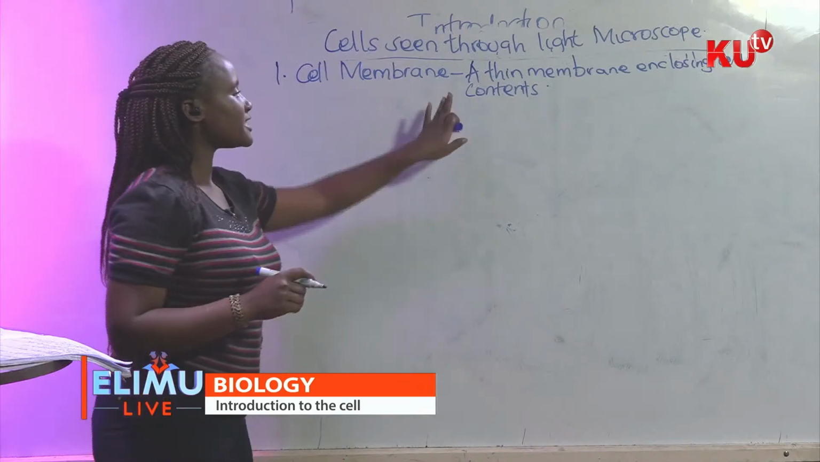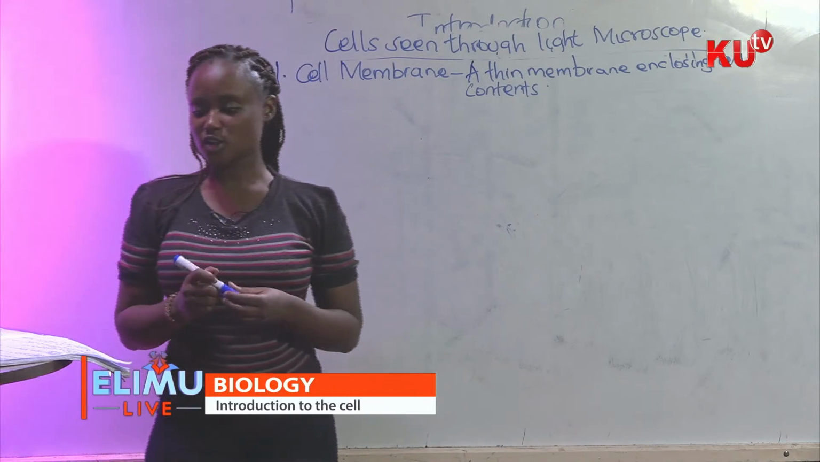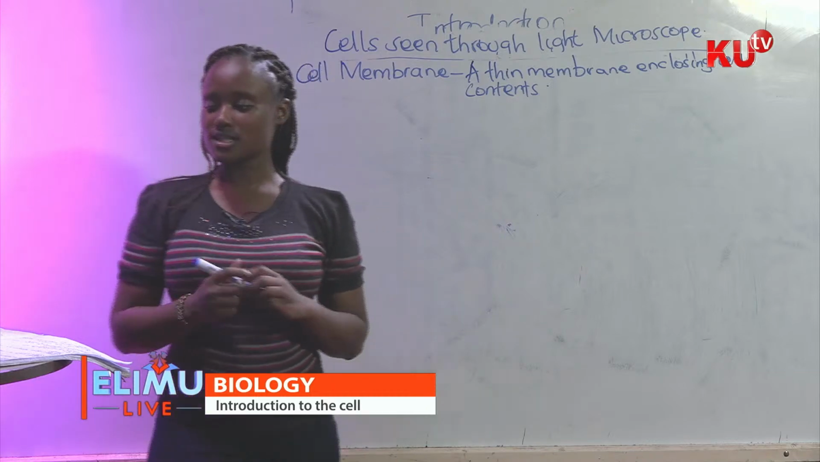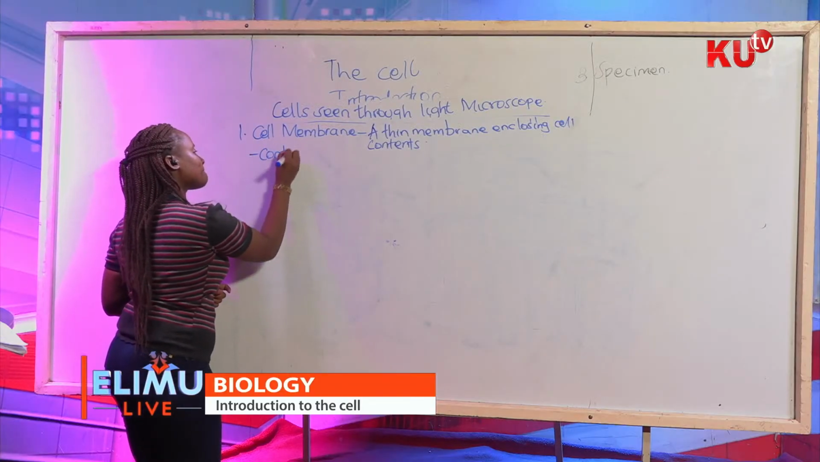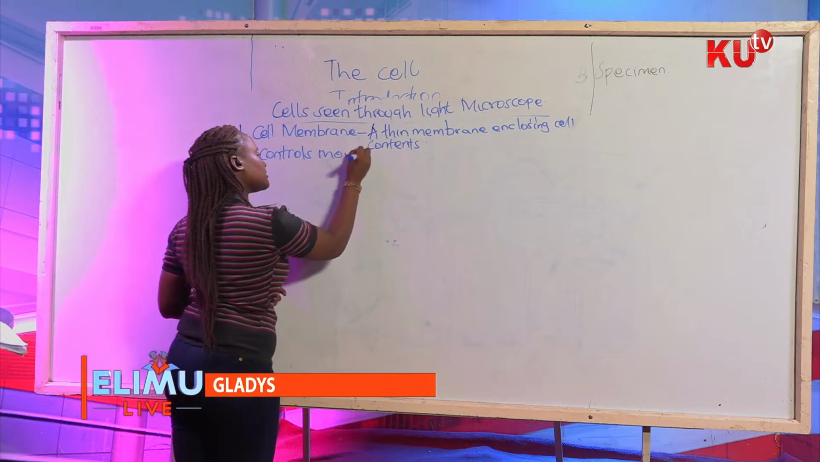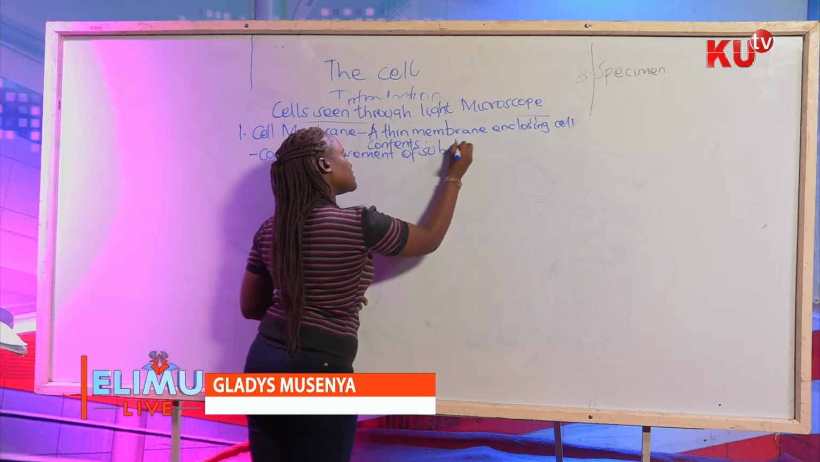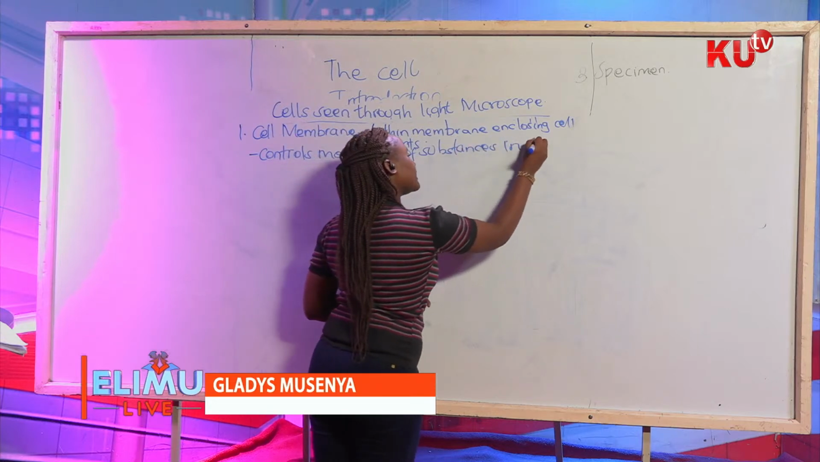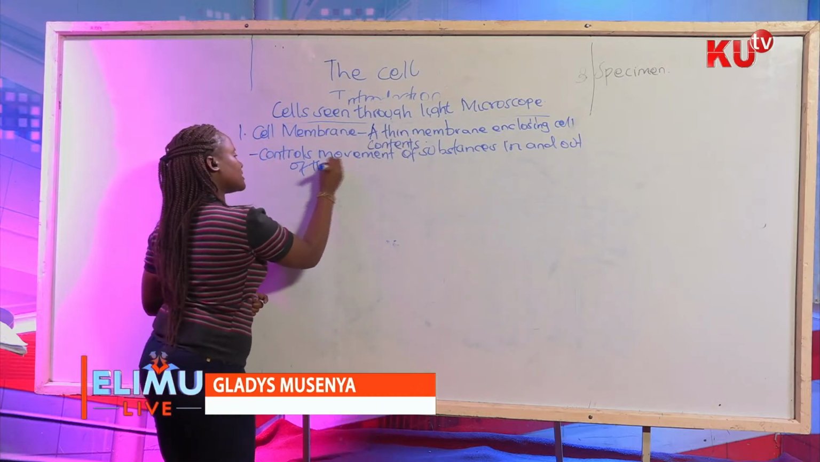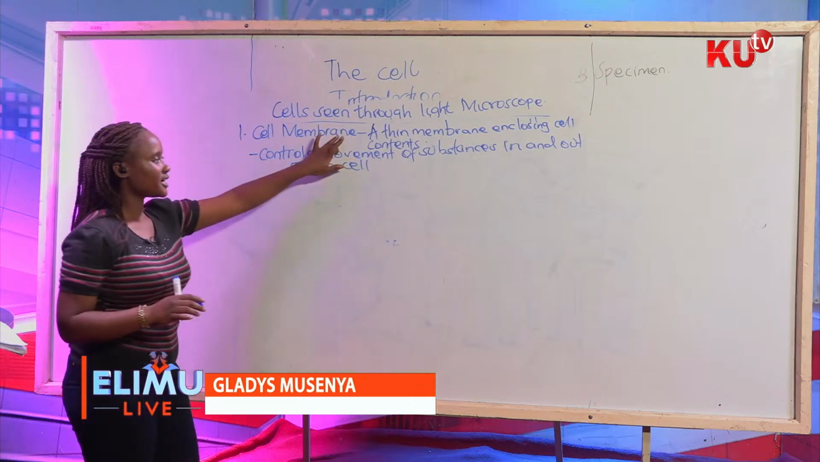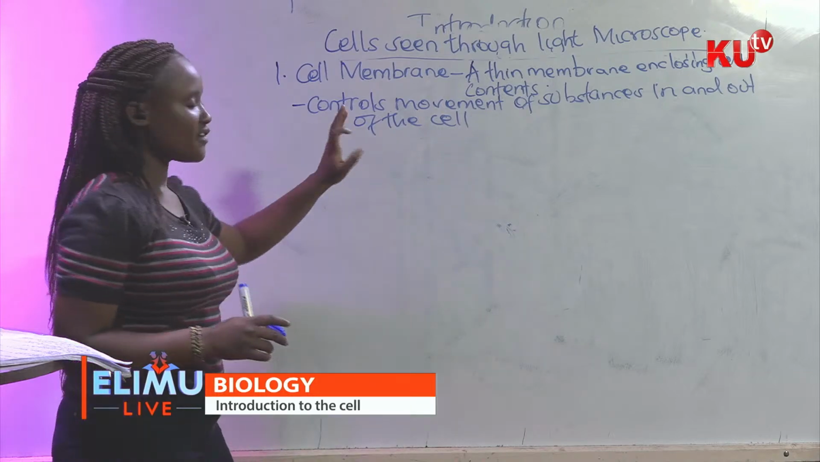So a cell membrane is a thin membrane enclosing the cell contents. Its function is that it controls the movement of substances in and out of the cell. So a cell membrane controls movement of substances in and out of the cell.